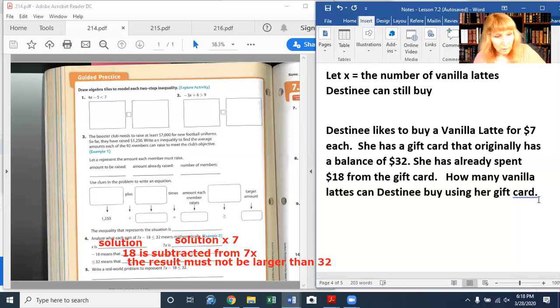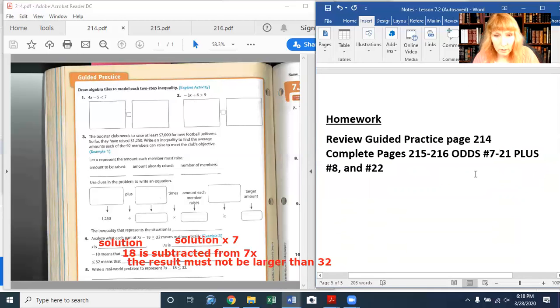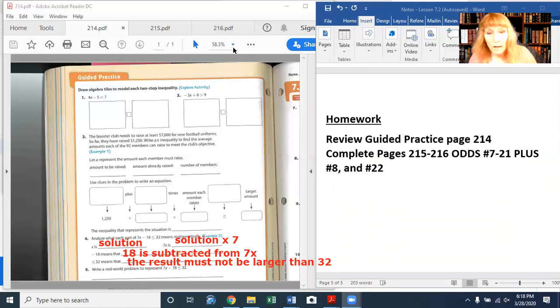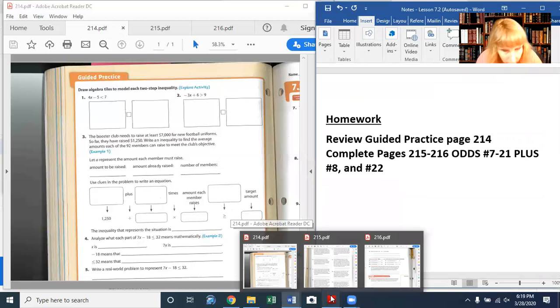All right, next we are going to talk about the homework. So I'm going to go over here. The homework is to go back through the guided practice, page 214, the problems we've just done. Then we are going to complete pages 215 through 216, the odds, columns number 7 through 21, plus number 8 and number 22, which I actually am going to do for you right now. So let's do number 8 together. Let me pull that up. That's page 215.